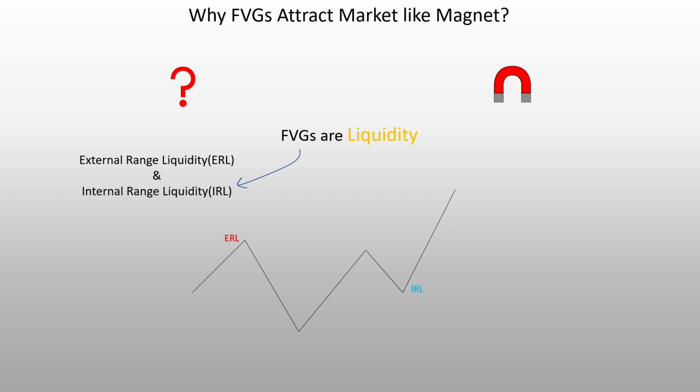After consuming external liquidity, the market always moves toward internal liquidity, and after taking internal liquidity, it moves back to external liquidity. I've explained all of this in my upcoming video on liquidity. So the answer to the question is, why do fair value gaps attract the market? Because they are liquidity, and liquidity always attracts the market.